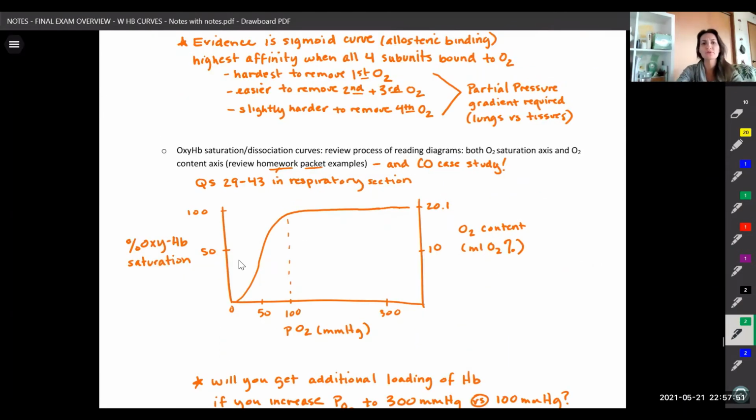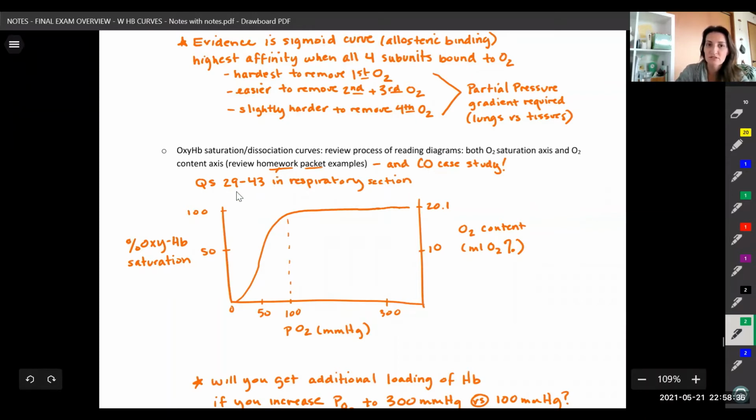And then in terms of being able to read the oxygen hemoglobin dissociation curves here, I said review the process of reading the diagrams, both the oxygen saturation axis, the percent oxyhemoglobin saturation axis, that tells us how many oxygen molecules are being carried by the hemoglobin. If we're at 100% saturation, all 4 of those subunits are carrying oxygen. At 50%, 2 of the 4 are carrying oxygen. And also look at the oxygen content axis. So use those diagrams that have both axes. There are examples in the homework packet that would be useful to review.